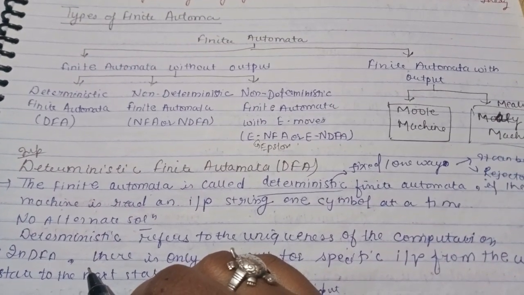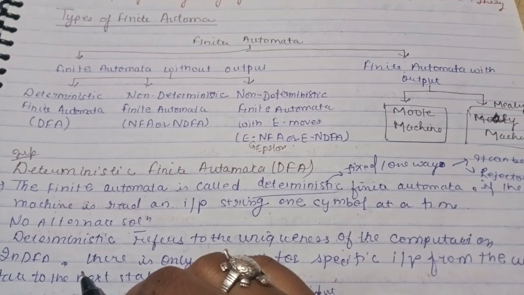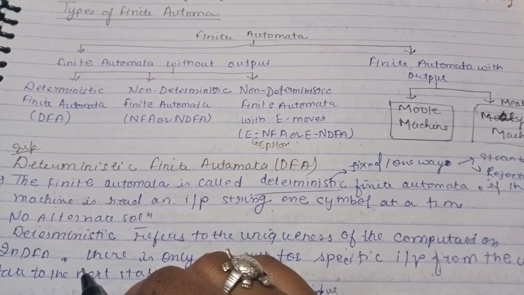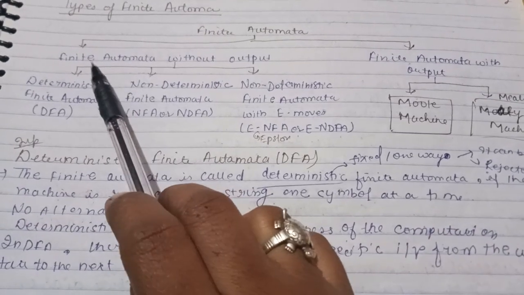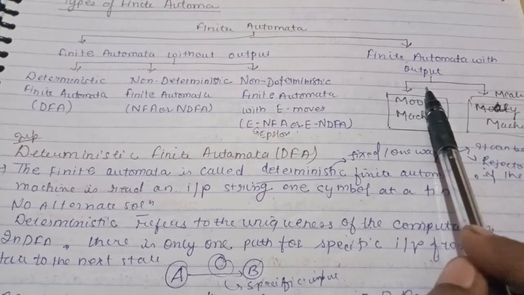Today I am going to explain the topic that is theory of finite automata. So first of all, we are going to learn the categories of finite automata. Here, finite automata is divided into two parts, that is finite automata without output and finite automata with output.